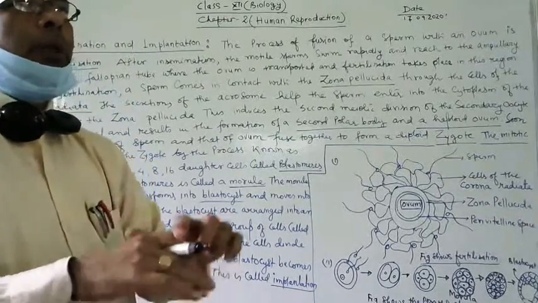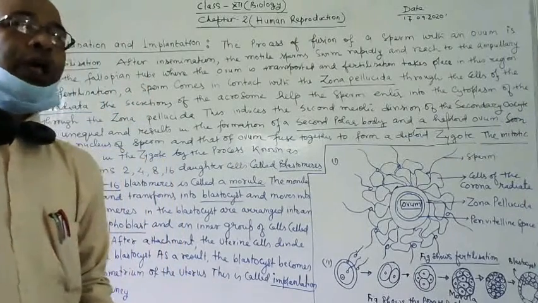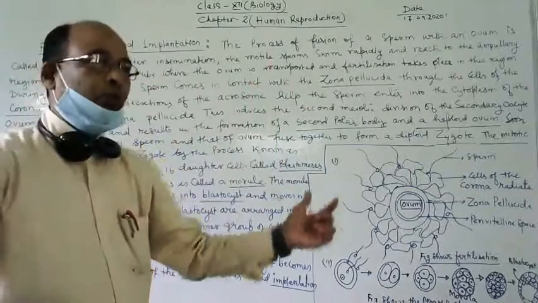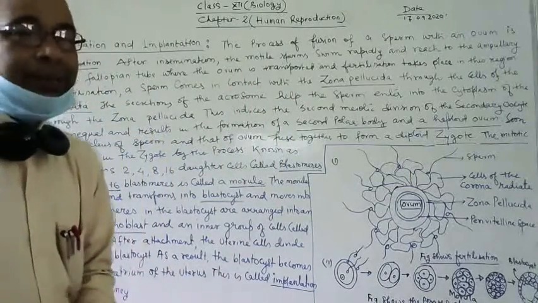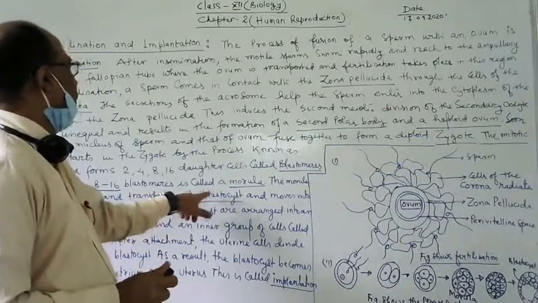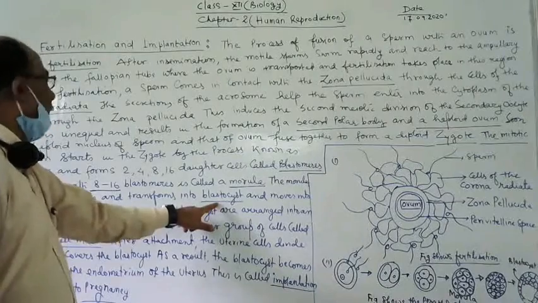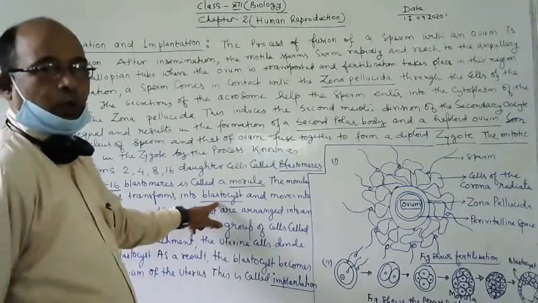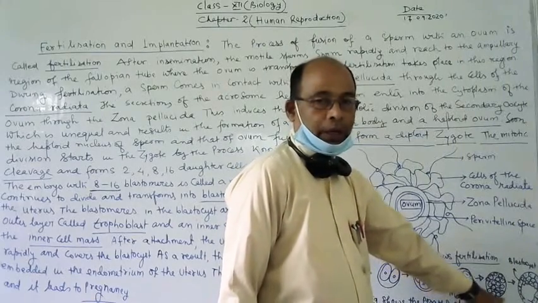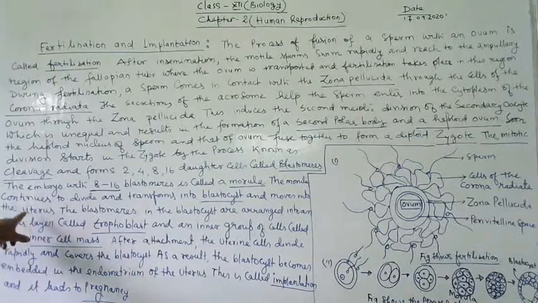Whenever the morula has more than 16 cells, it becomes 32, then 64, then 128. In this way, the number of cells increases gradually by mitotic cell division, and it transforms into the blastocyst. Again, morula transforms into what? This is the structure. This morula transforms into the what? Blastocyst, and it moves on after the blastocyst stage.